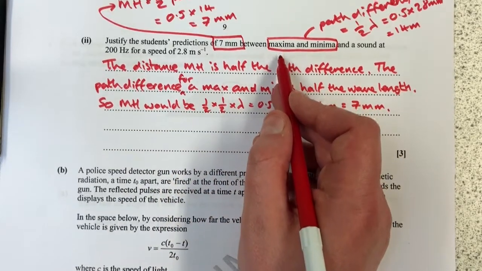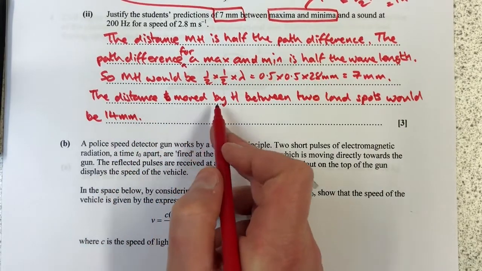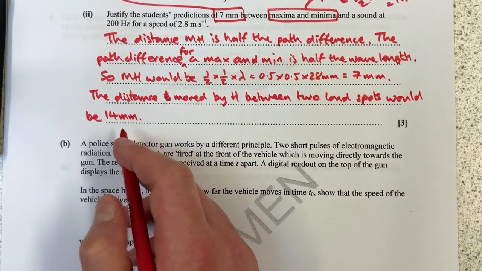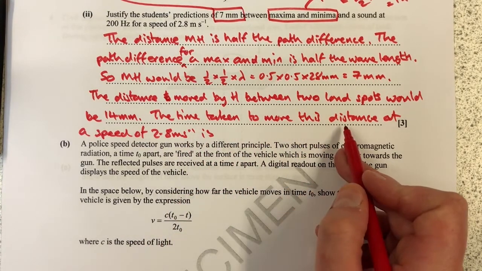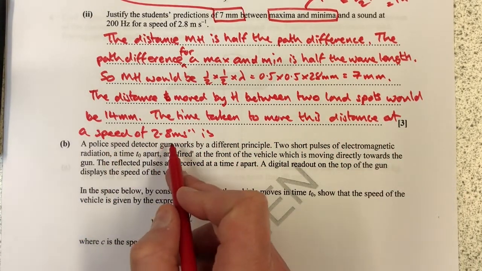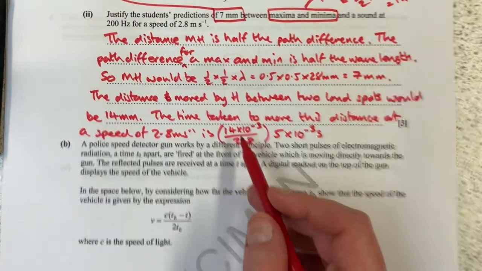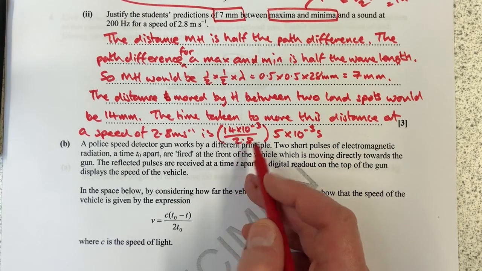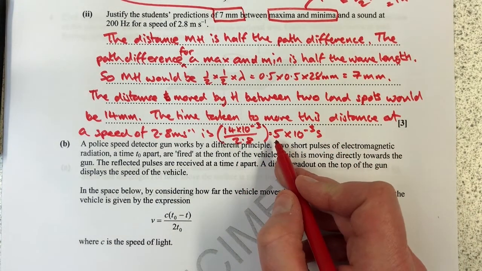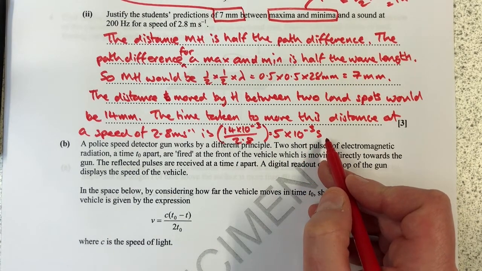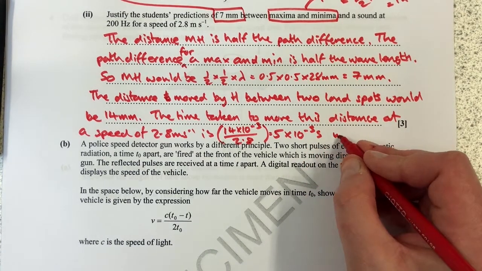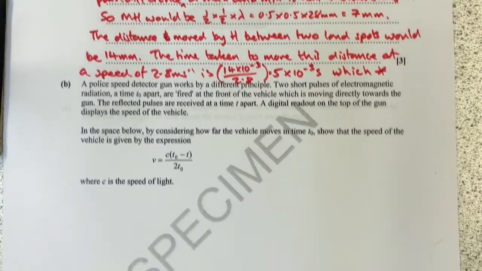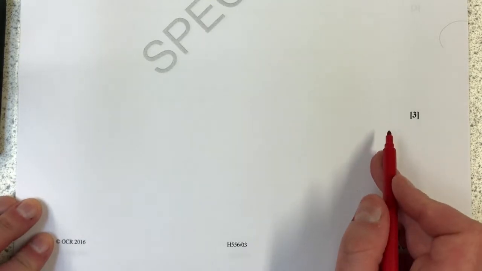So let's call the maxima loud spots. The distance moved by H between two loud spots would be 14 millimeters. The time taken to move this distance at a speed of 2.8 meters per second is distance divided by speed, 14 millimeters divided by 2.8 meters per second, and this would give us 5 milliseconds as the time between two loud spots, which, and I've run out of space, so I'll have to draw a little asterisk and slide all the way down here. Make sure I start writing below the 3.